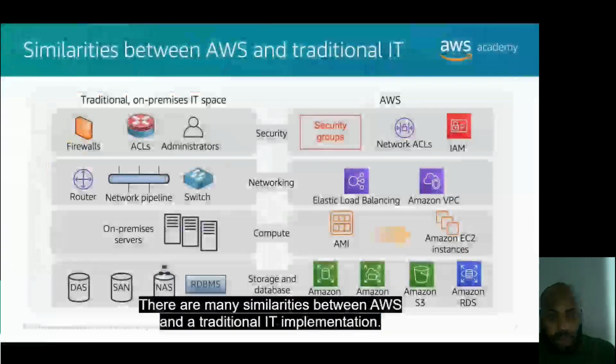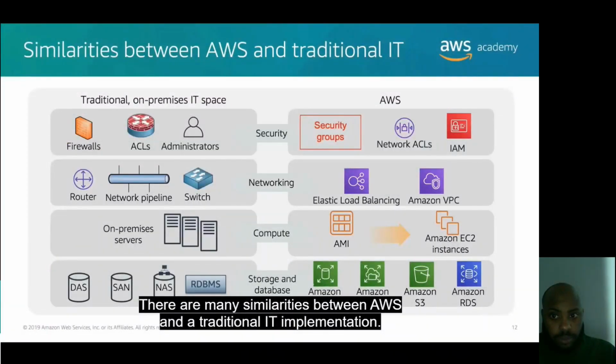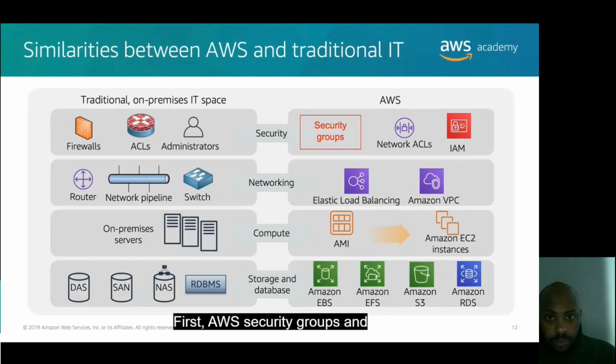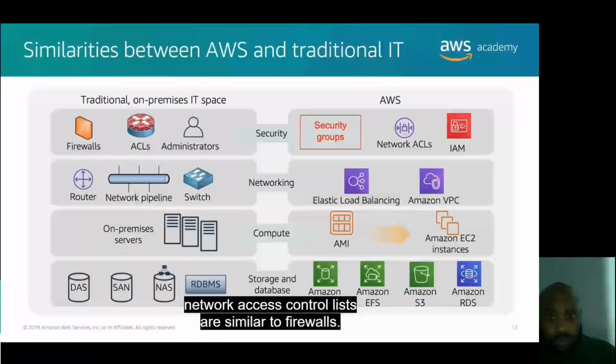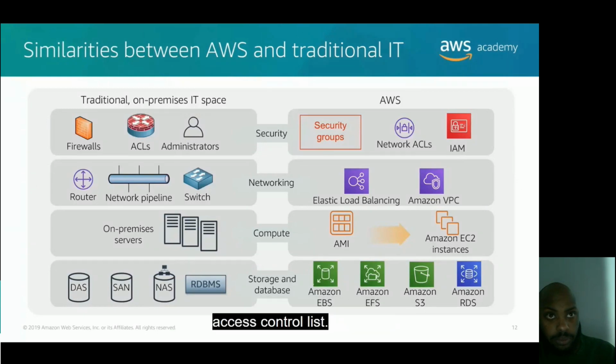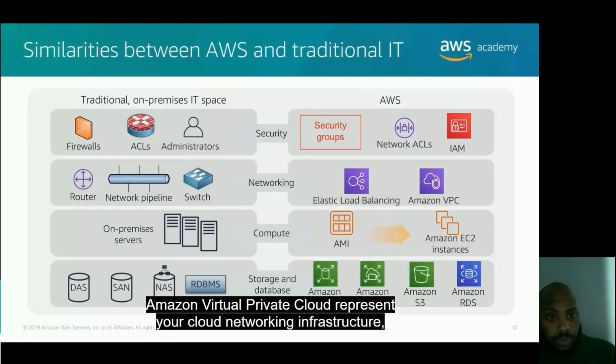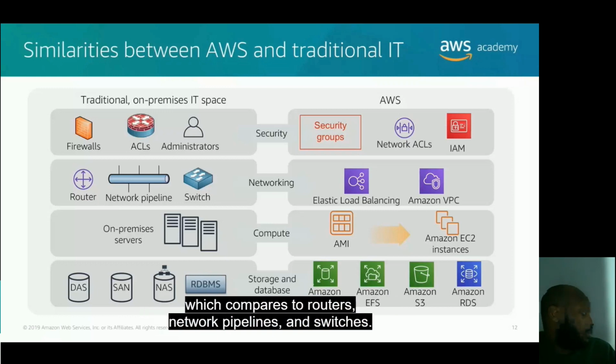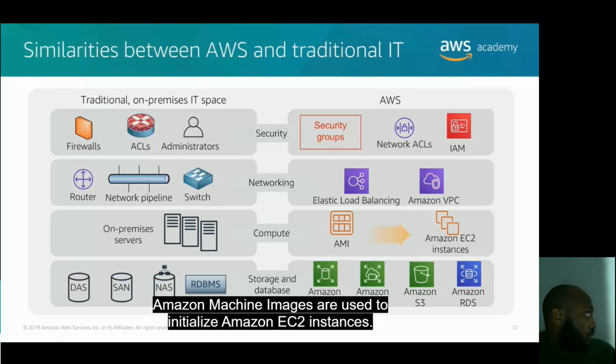There are many similarities between AWS and a traditional IT implementation. First, AWS security groups and network access control lists are similar to firewalls. AWS identity and access management is similar to user provisioning and access control lists. Elastic Load Balancing and Amazon Virtual Private Cloud represent your cloud networking infrastructure, which compares to routers, network pipelines, and switches. Amazon Machine Images are used to initialize Amazon EC2 instances.